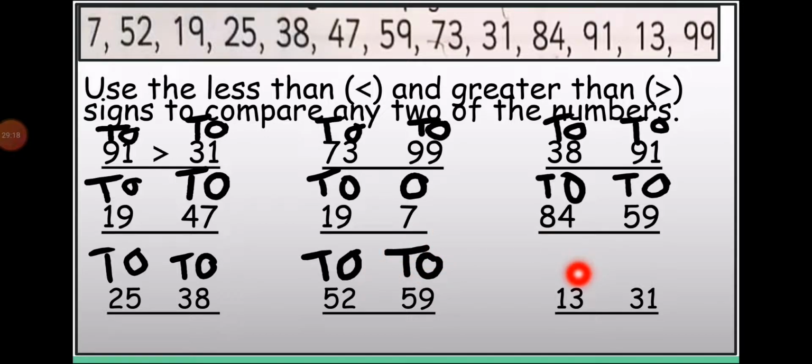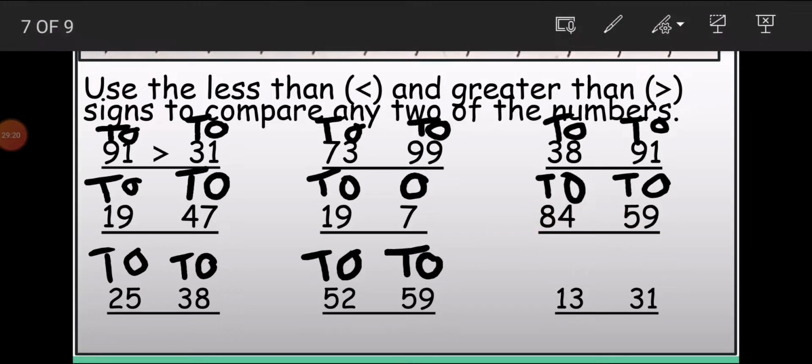Next number is 13 and 31. So I am going to put the place value first. In 13, 3 is ones and 1 is tens. In the next number 31, 1 is ones and 3 is tens.